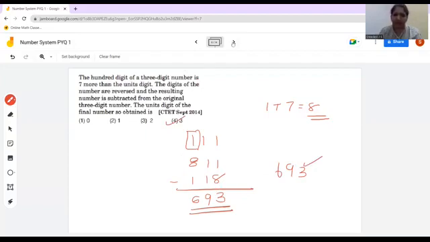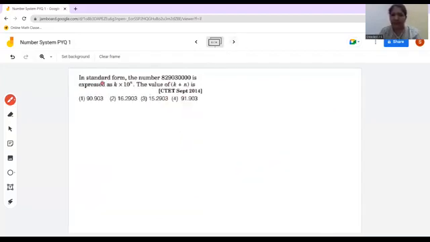Okay. Now, the standard form of the number 8290300000 is expressed as k into 10 raised to n. The value of k plus n is? This question was asked in September 2014. See everyone, when you write the standard form of a number, how to express it is, you have to count the total places of this number. 1, 2, 3, 4, 5, 6, 7, 8, 9. 9 digits are there, right?